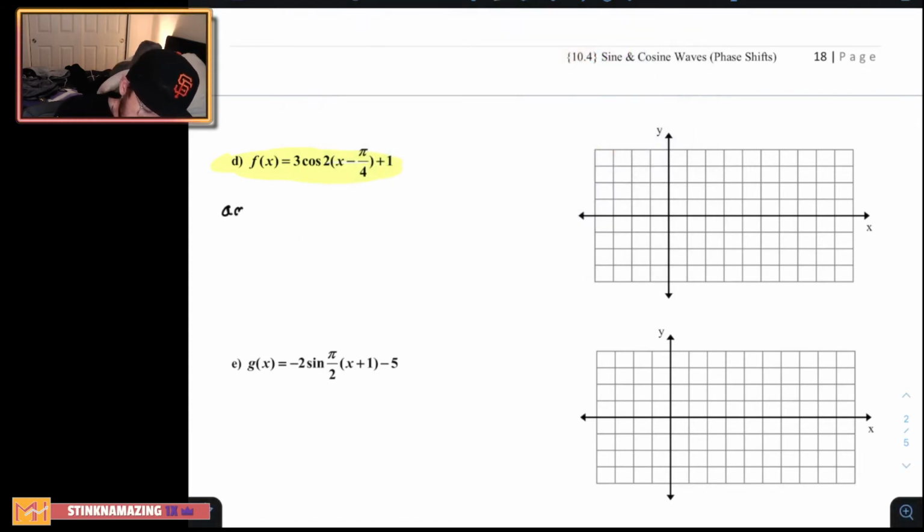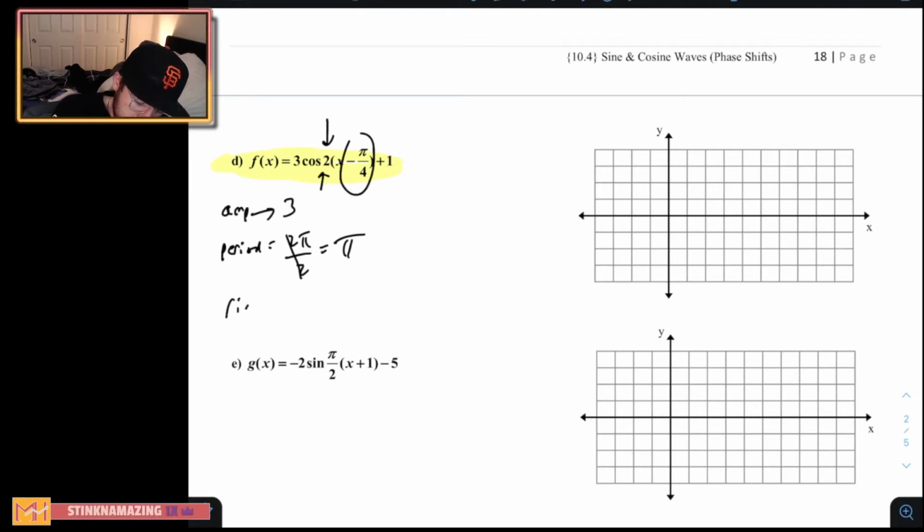The amplitude got changed to 3. The period here got changed to what? Remember, it's 2 pi over b. The 2's canceled, so the period is pi. What did this do? It moved us right pi over 4. What does this do? It moved us up 1.